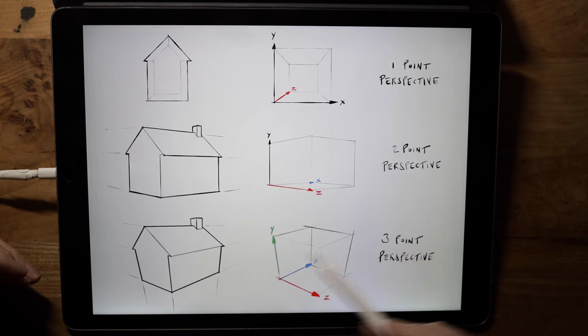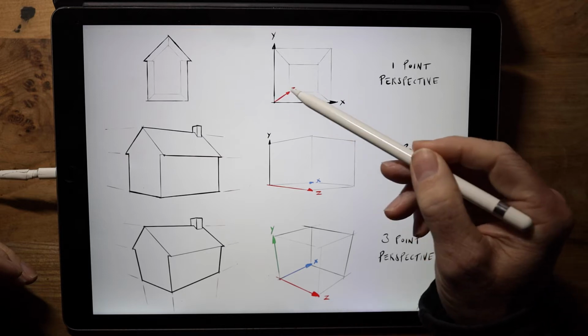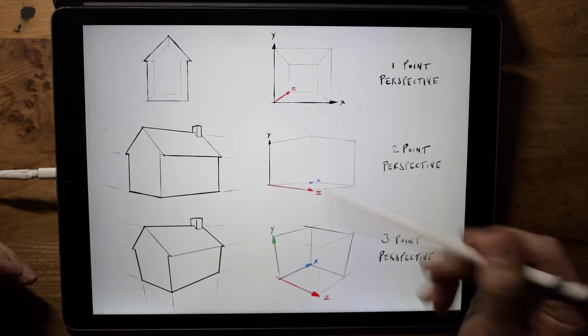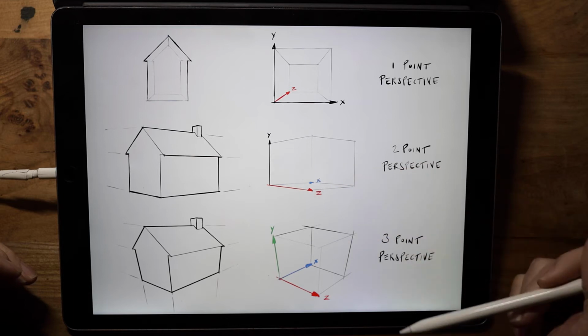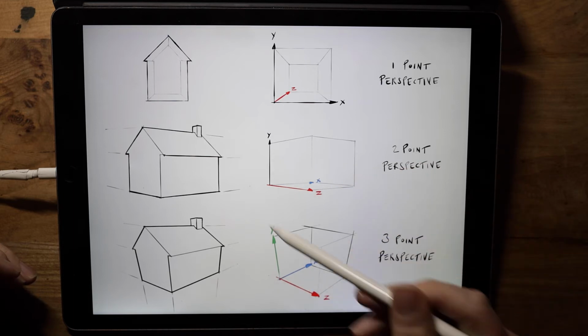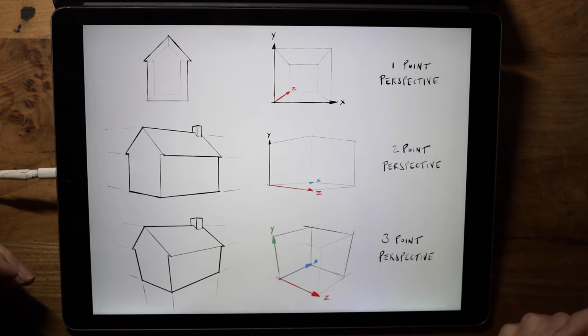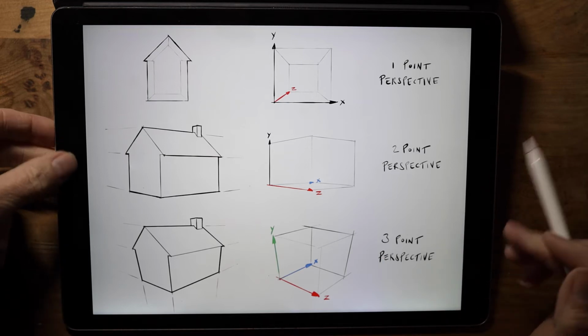In three-point perspective, all three axes are affected by vanishing points. We see in 1 point, only one of them is. In 2 point, two of them are. The vertical is always vertical. Whereas in 3 point, all three axes are going to go off to vanishing points. So let's have a look at a few examples.